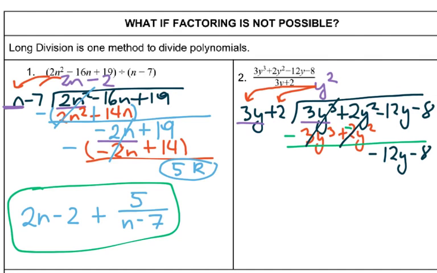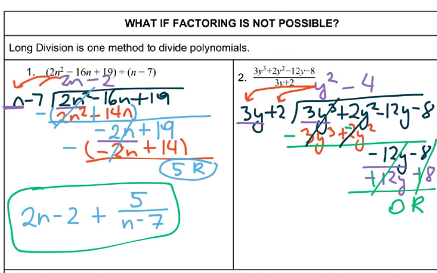So now repeat the process. Negative 12y divided by 3y is negative 4. Negative 4 times 3y is negative 12y. Negative 4 times 2 is negative 8. Now we're going to subtract. Both of the terms cancel, which means I have a remainder 0.